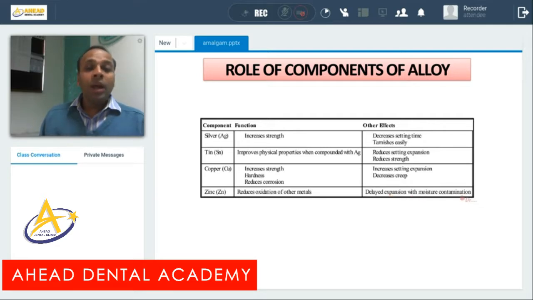As we all know, if an alloy contains zinc, and when we are mixing the amalgam and putting it in the cavity, if during the condensation of the amalgam, water, that is the saliva, comes in contact, then zinc reacts with the water and results in the formation of hydrogen gas, which will be the reason for the delayed expansion of the dental amalgam.